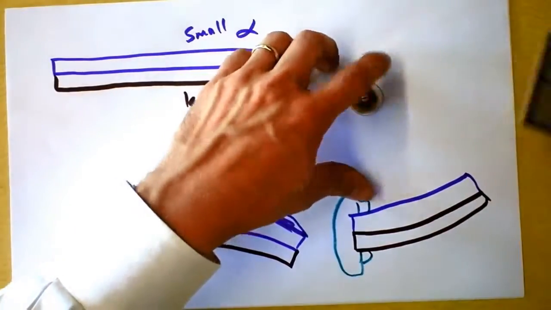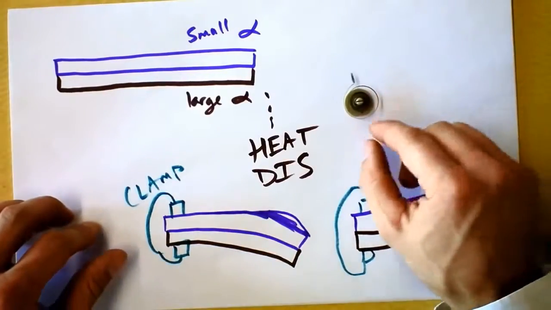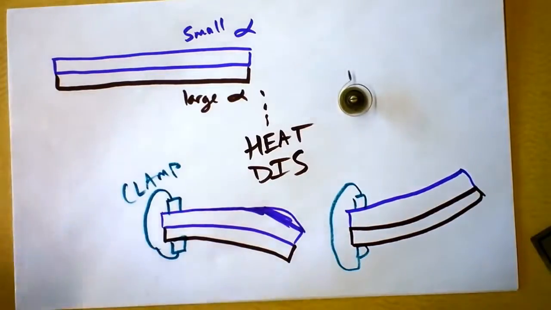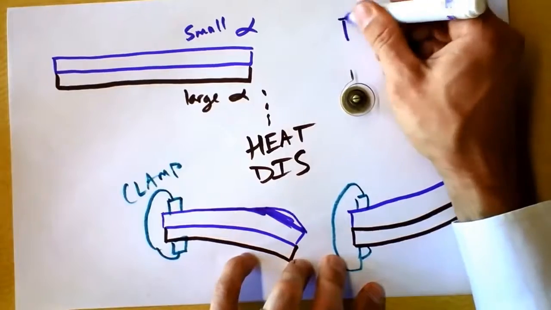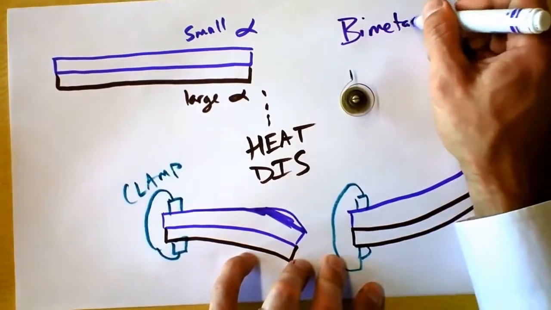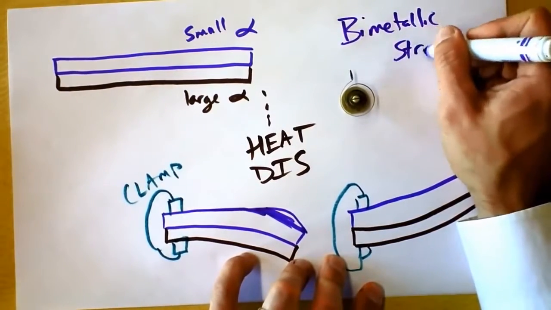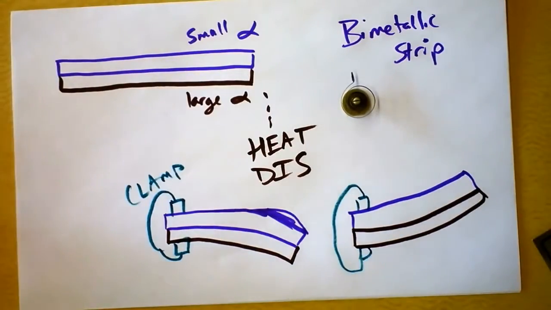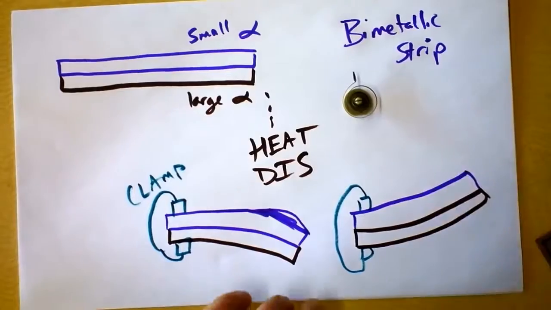Let me show you without that reflector to see what's going on here. We've got what looks like a spring, but it's actually called a bimetallic strip, and the reason is that it has two metals in it. And the bimetallic strip is used in all sorts of devices to indicate the temperature or test the temperature.